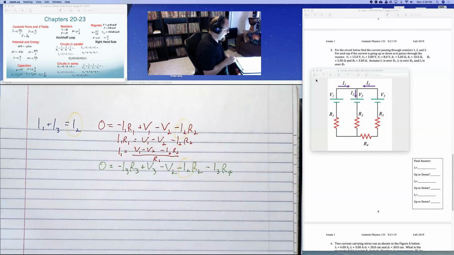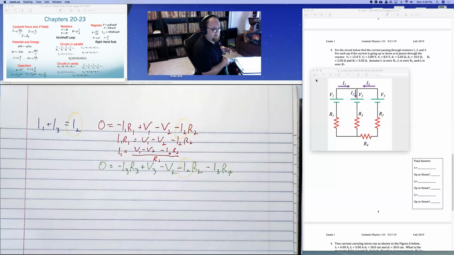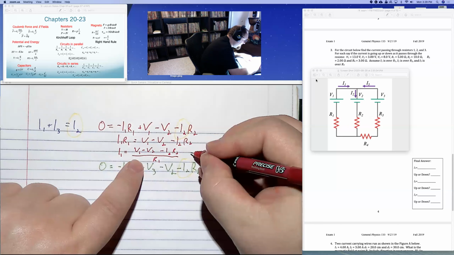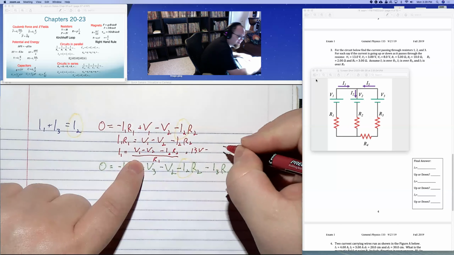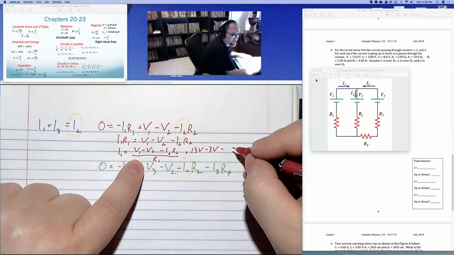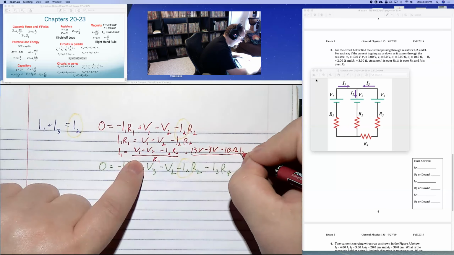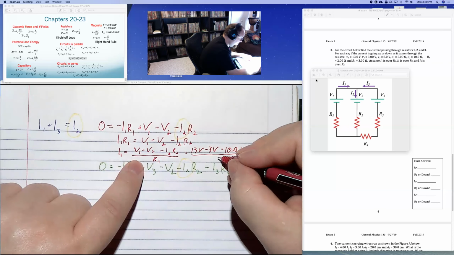Now, you know me, I hate to plug in numbers ahead. I would never plug in numbers. Kirchhoff loops are like the one exception. I could work with it like this, but with Kirchhoff loops, if you plug in numbers ahead, I won't blame you because they can get ugly. And if I plug these numbers in, it makes me look a little nicer. So let's see, V1 is 13 volts. V2 is 3 volts. R2 is 10 ohms. And R1 is 5 ohms.